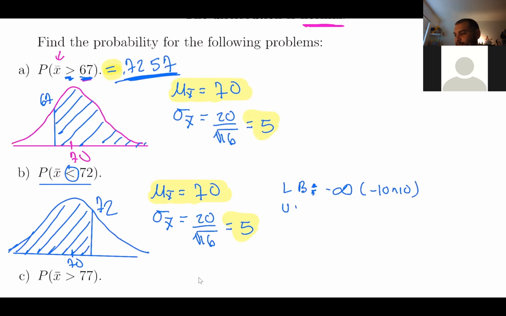I thought I was talking, but I was on mute. So what's my upper bound? What's the highest value that we have shaded? 72. Yeah, 72. And just remember for this one, it's going to ask you for the mean and standard deviation. The mean is still 70, but for standard deviation, you put 5.